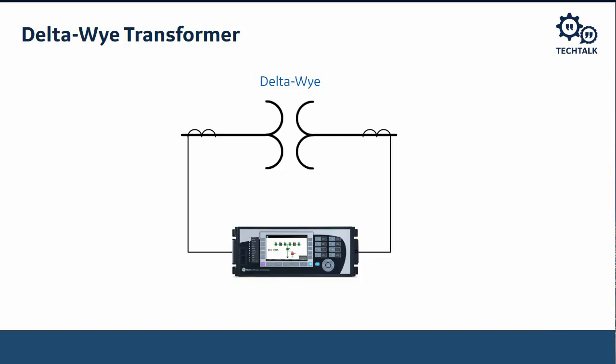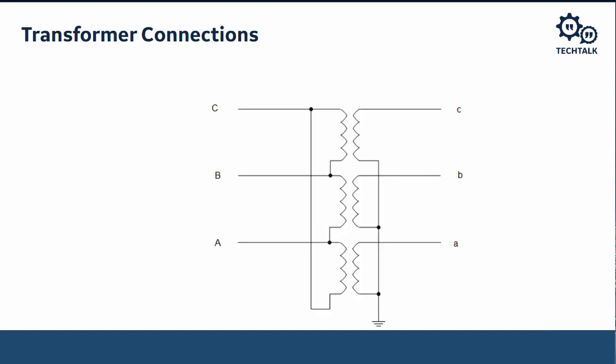So this is the delta to Y transformer. And so in a delta to Y transformer, the way that the power transformer connections are made up is that we create our phase-to-phase voltages and ultimately our secondary voltages, which are phase to ground, through a connection of the transformer.